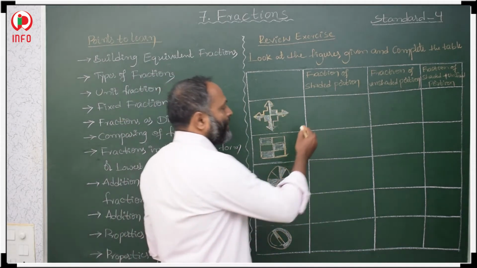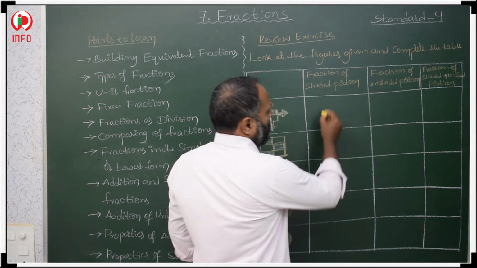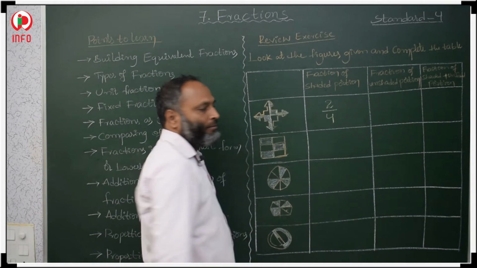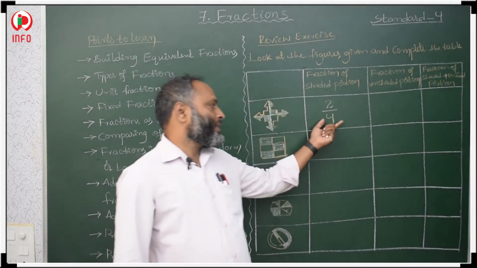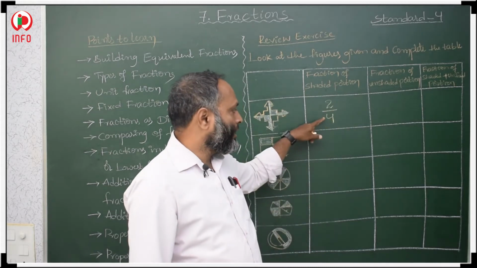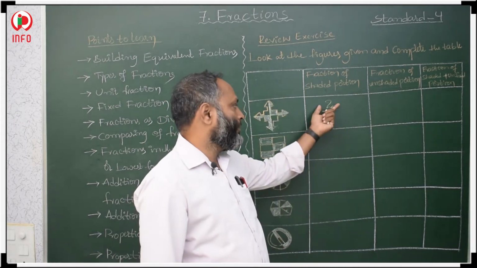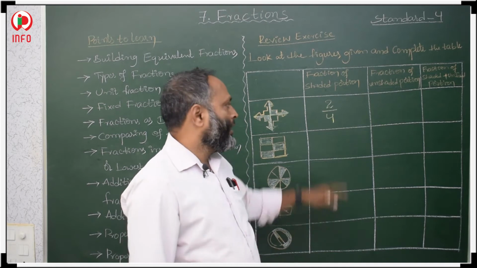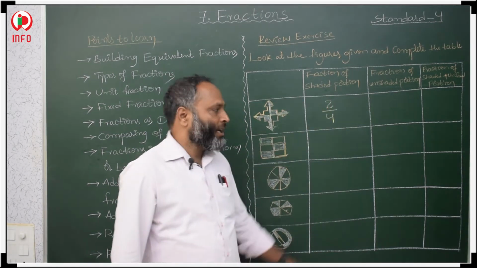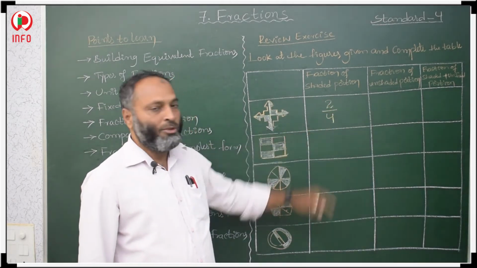2 parts. So we have to write 2 parts out of 4, which means 2 by 4. The total parts we write in the denominator, which means the down one is the denominator, and the up one is the numerator. The numerator here represents how many shaded portions there were. Shaded portions by total portions.